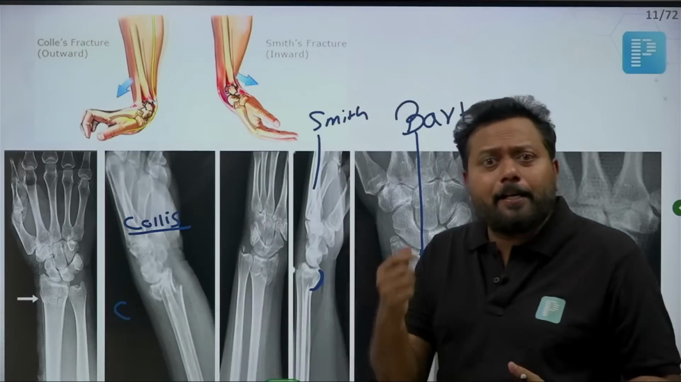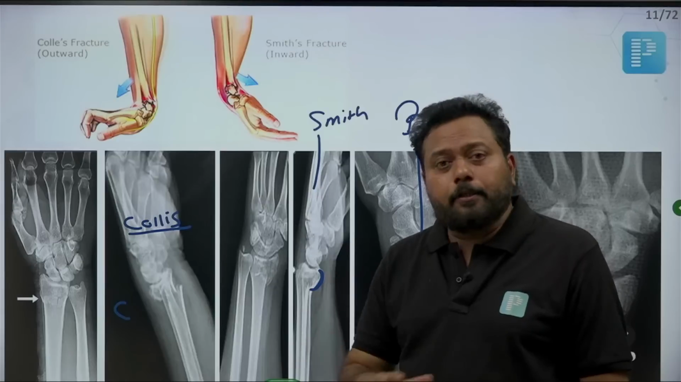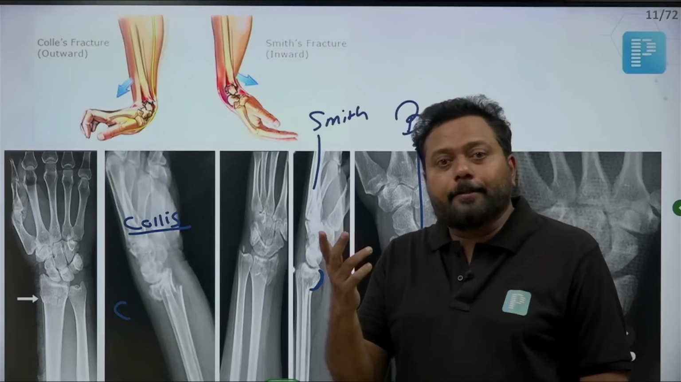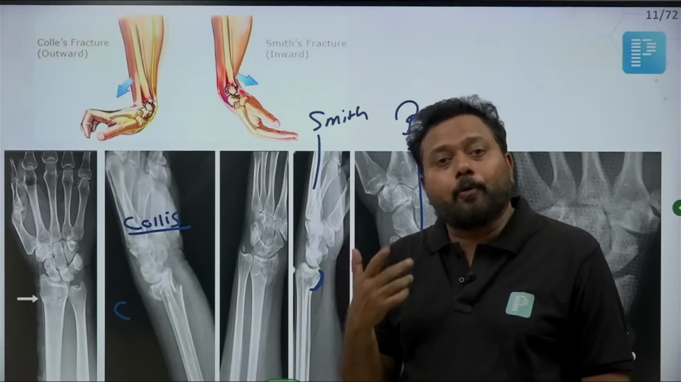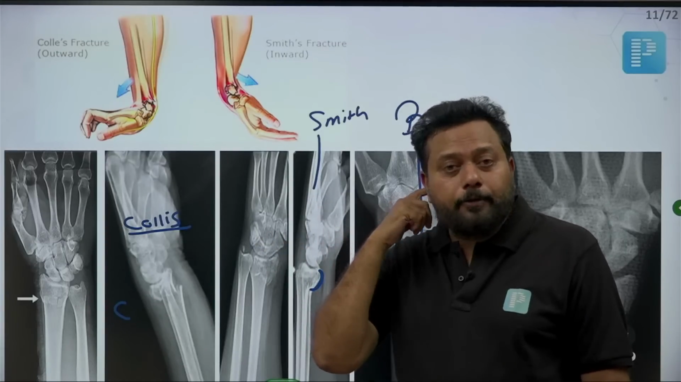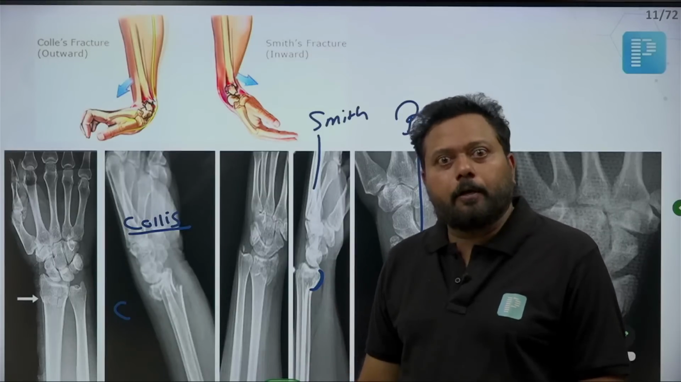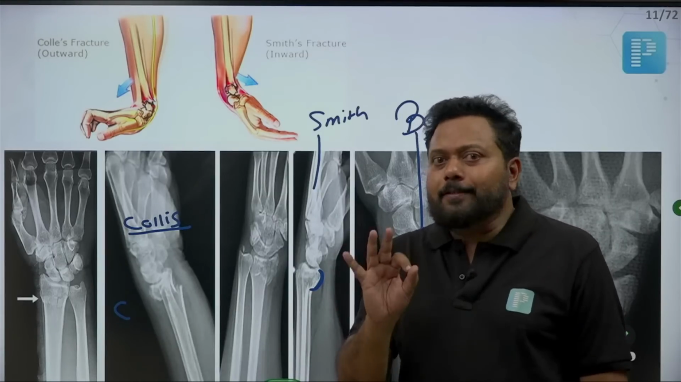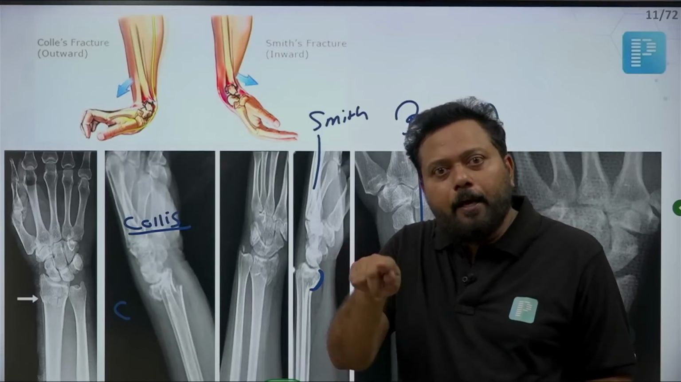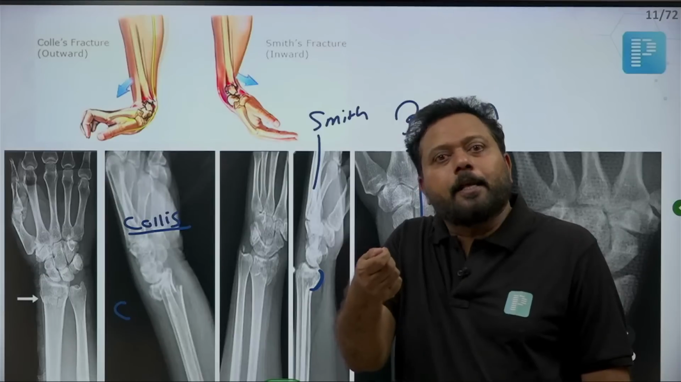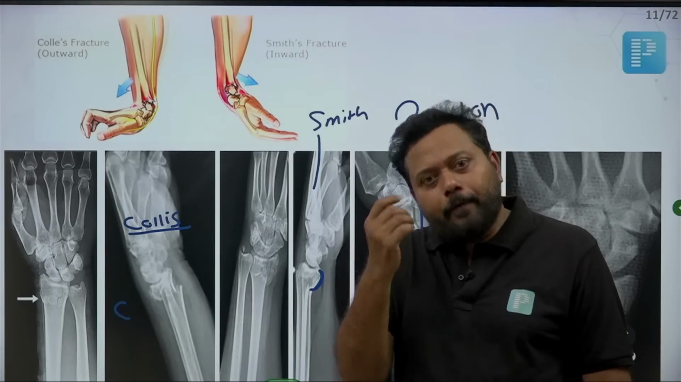Why is this radial styloid fracture called a Chauffeur's fracture? In olden days, this won't apply now, before the Henry Ford era. We all know who Henry Ford was: the founder and chairman of the Ford car company, the great Ford car company. He was the man who invented the self-starter, the ignition key. You put a key and start the car; that is called self-starter or ignition. He was the person who invented that.